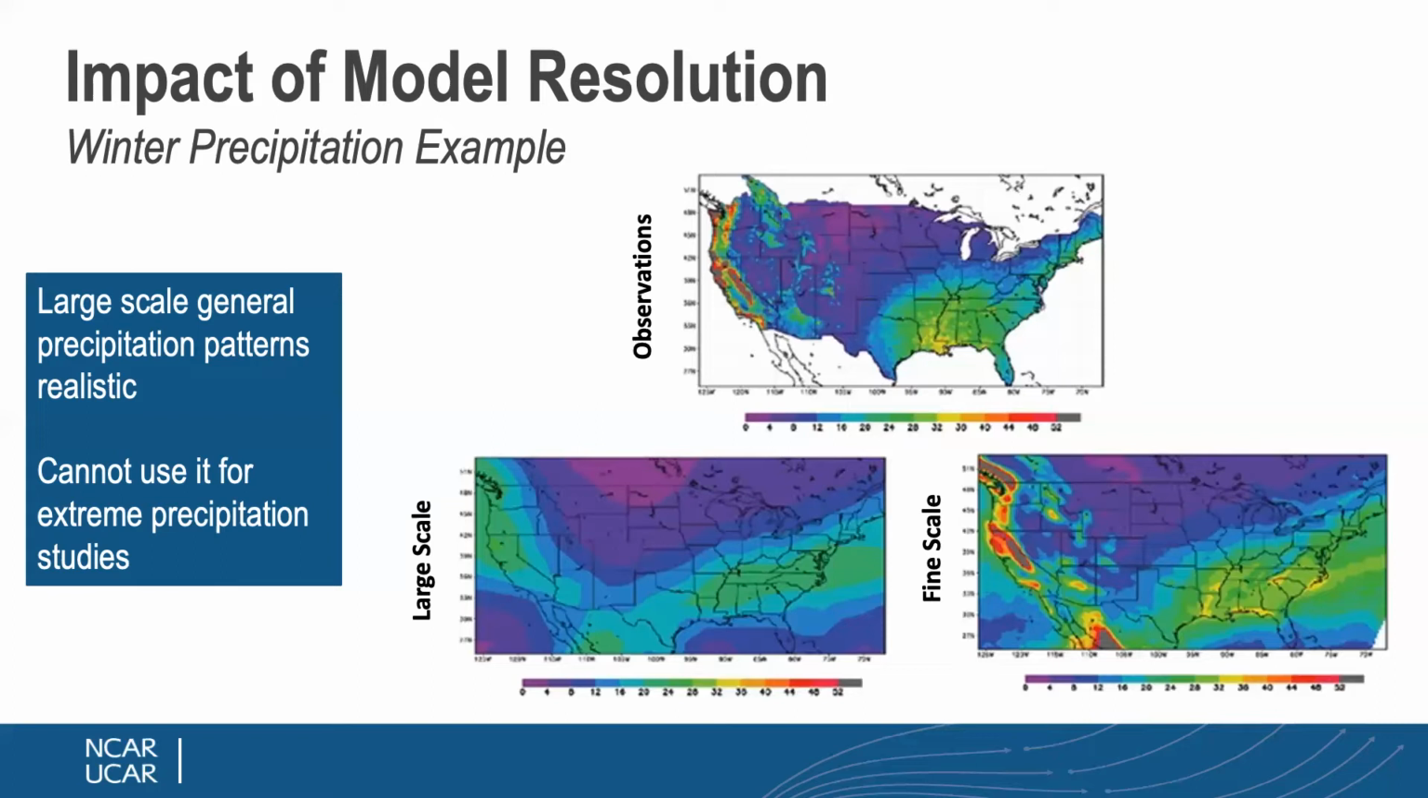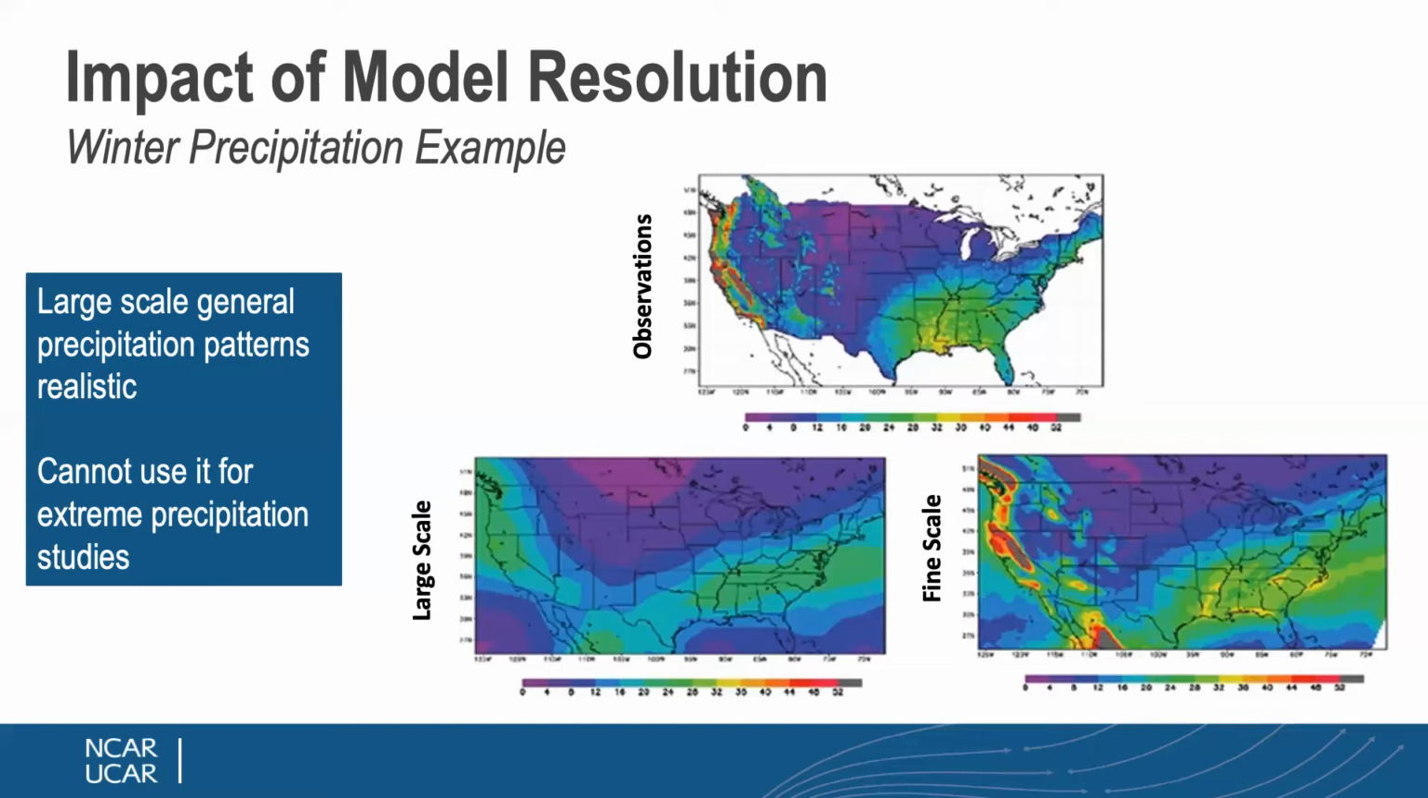On the bottom, I'm showing you on the left-hand side a model that was run with low resolution, and on the right-hand side, a model that was run with high resolution. And you can see in the low resolution model run, you do have the drier areas in the middle of the country and wetter areas on the coasts.